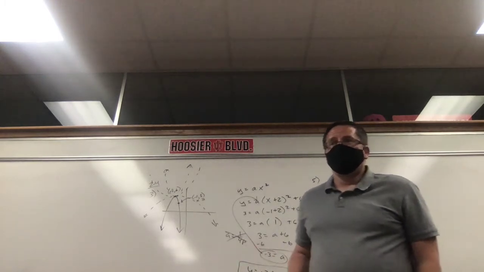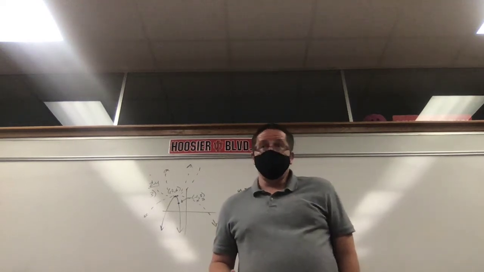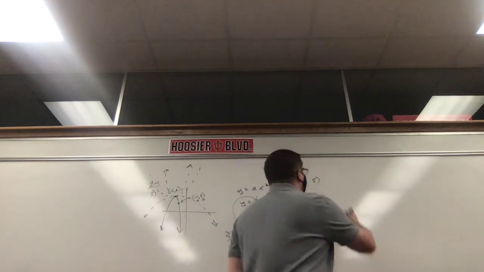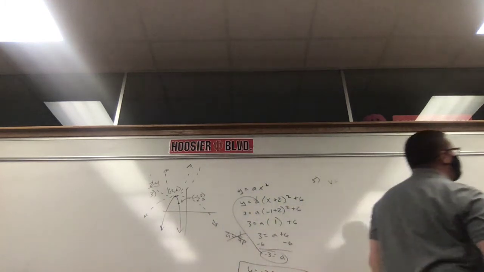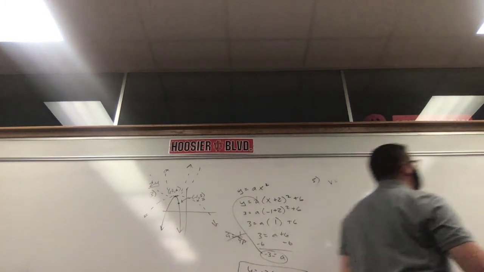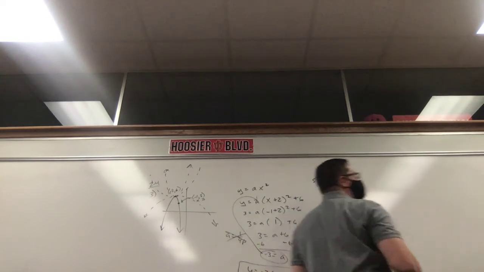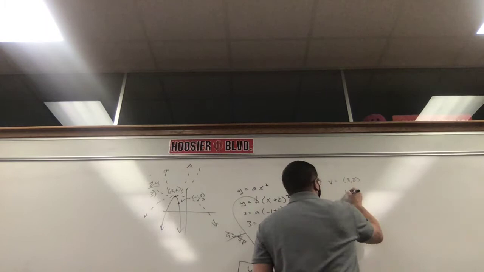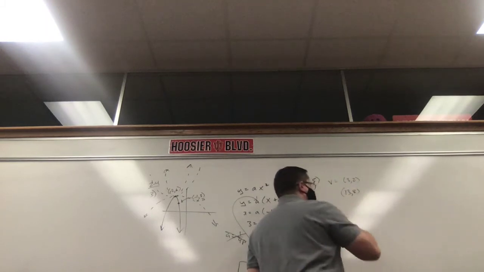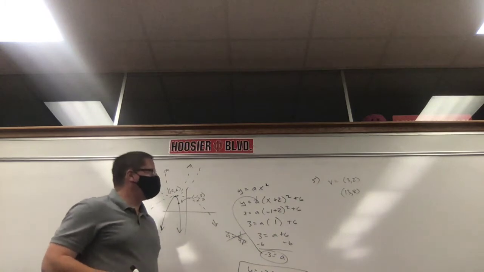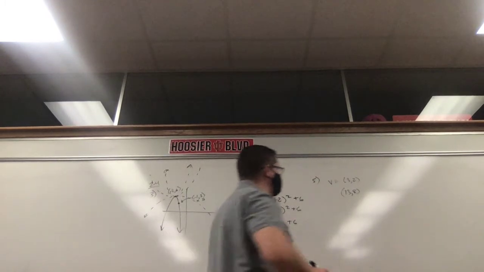There's no picture. Now, do you need a picture? No. If you want to draw a picture, go ahead. I'm not going to. All you need to know is the vertex is what? 3, 2. The vertex is 3, 2, and it goes through the point 13, 8. So the vertex is 3, 2, and it goes through the point 13, 8.